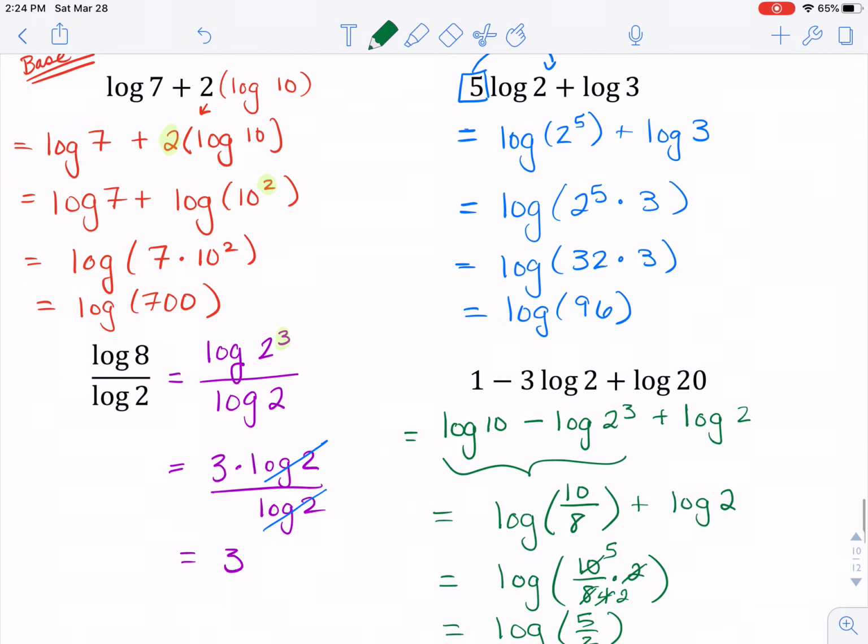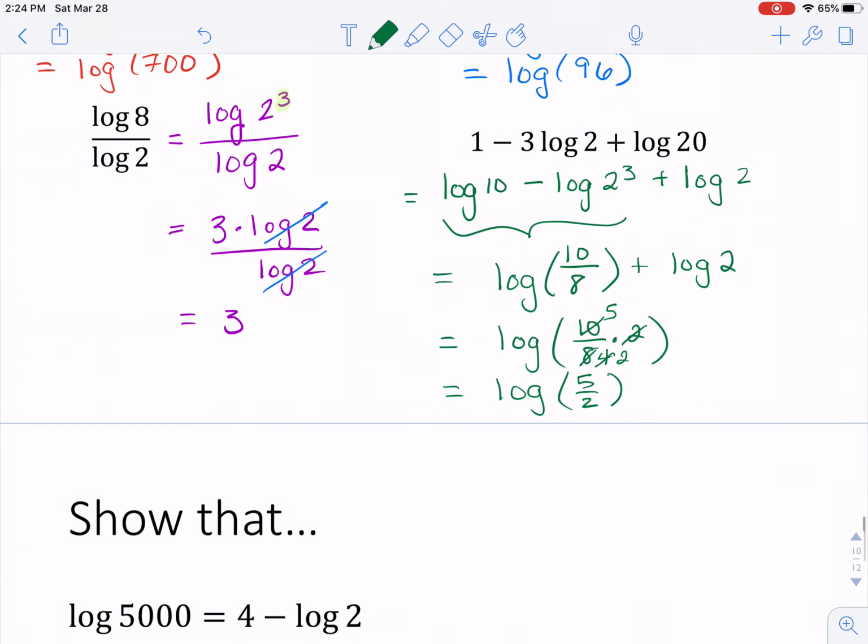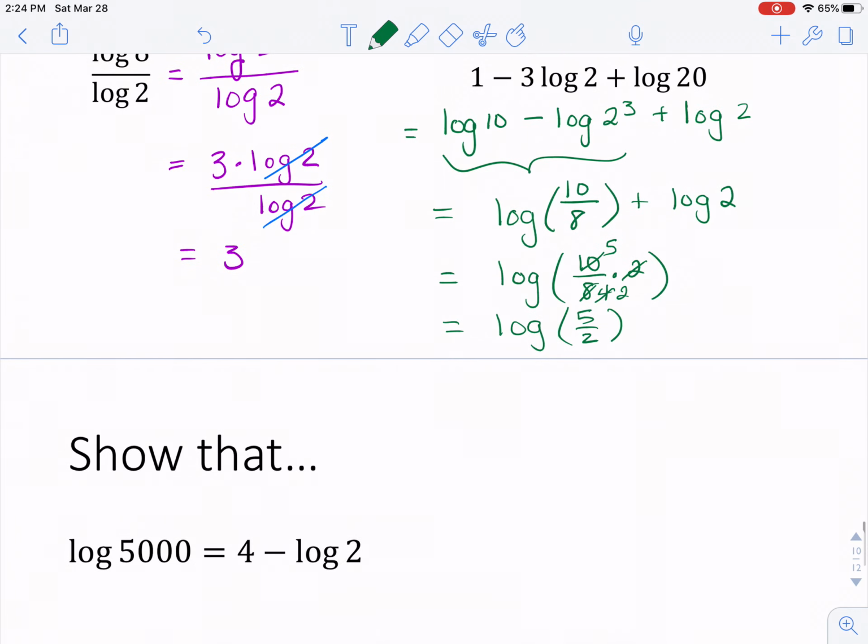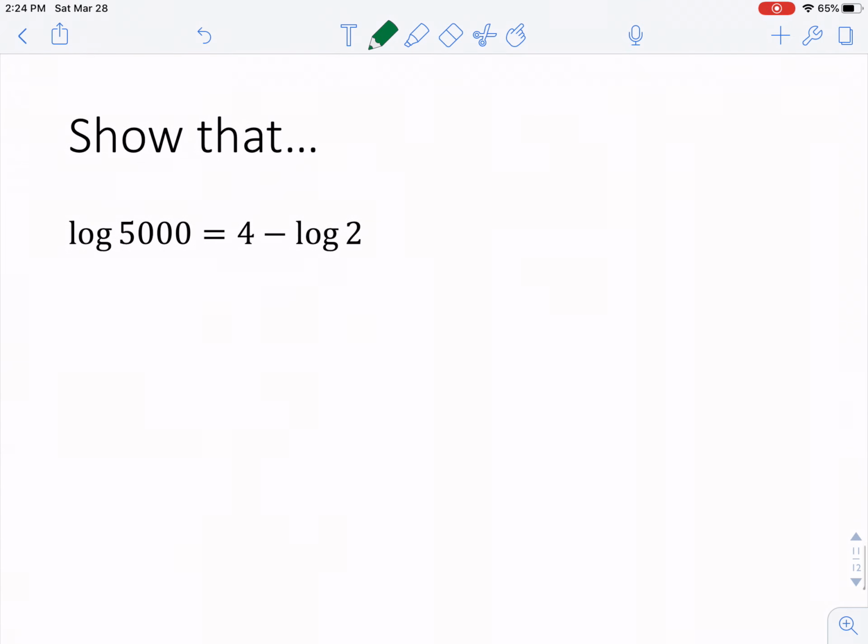Okay? So hopefully you tried these. Press pause, looked at it, tried it, and then actually watched the rest of the video. So, I love these show-that problems. I'm telling you that this is true, so I want you to manipulate it so that you can show that one side of the equation is equal to the other side of the equation.